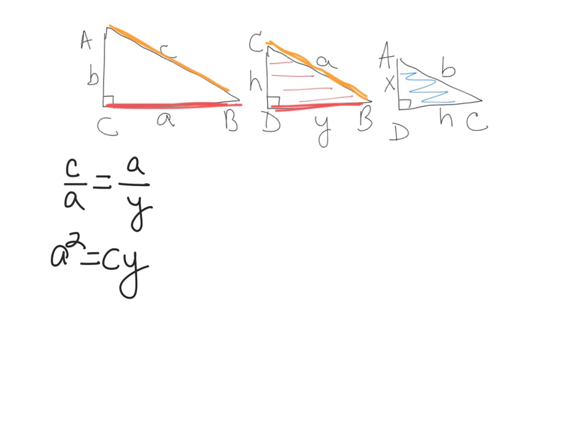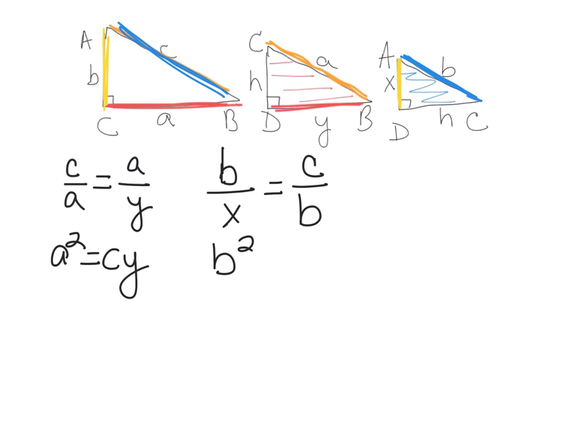Now I'm going to go to the small blue triangle to the big triangle, and I'm going to use B. So B matches up with C, and let's use yellow. I don't use yellow often. B matches up with X. So I then write a ratio for that. That would be B divided by X equals C divided by B. Cross multiply, B squared equals CX.